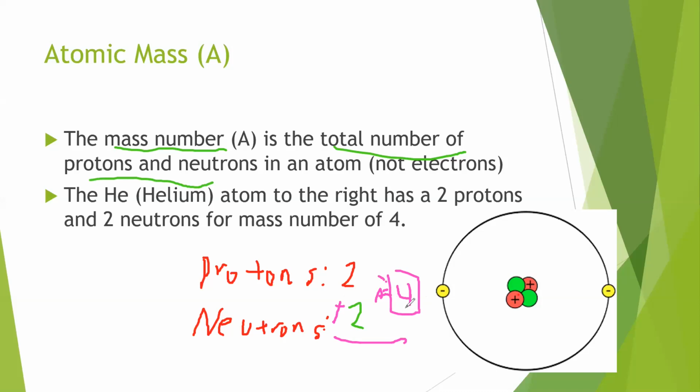And this is the number you saw earlier on the slides at the bottom of the periodic table. It was 4.003, which is pretty much 4, in the periodic table. And that's the mass, which is the mass number A. So it's basically the sum of protons and neutrons.